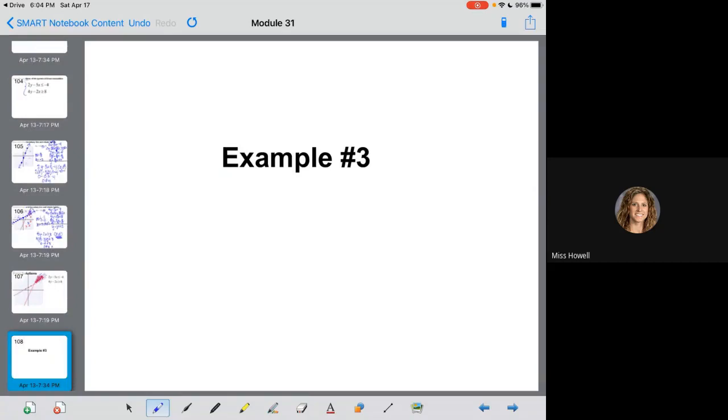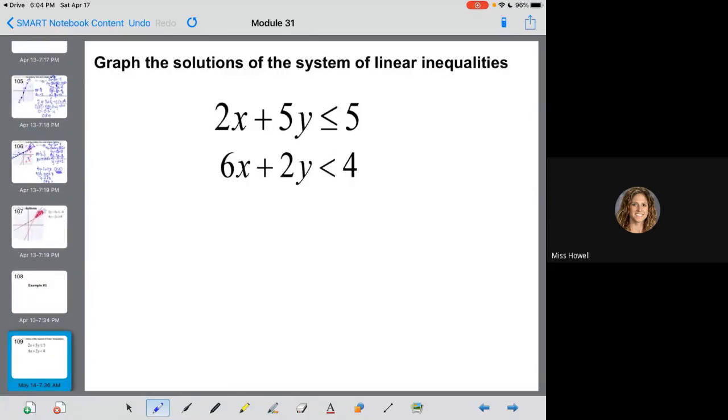All right, example number 3. We want to solve the system of linear inequalities 2x plus 5y is less than or equal to 5 and 6x plus 2y is less than 4 using the graphing method.